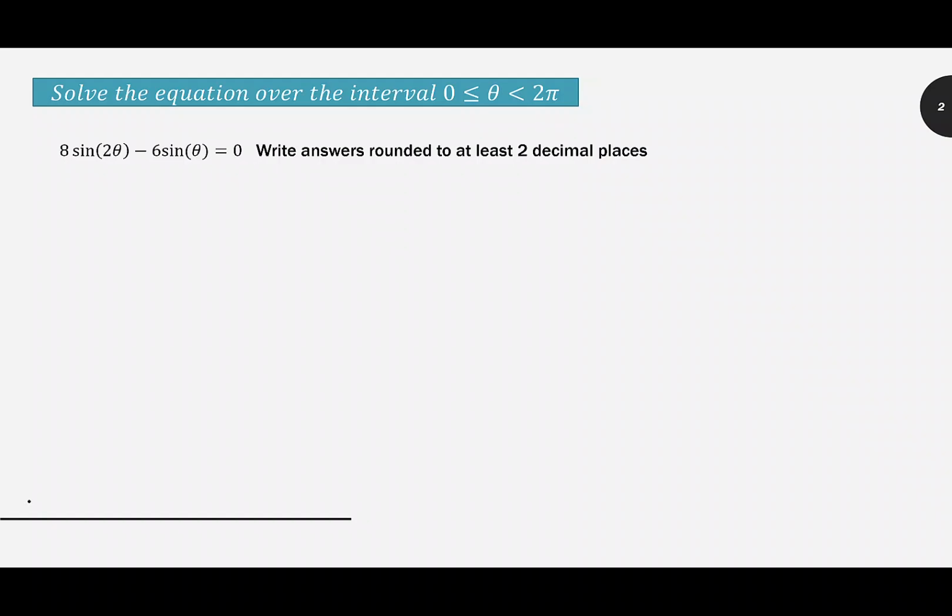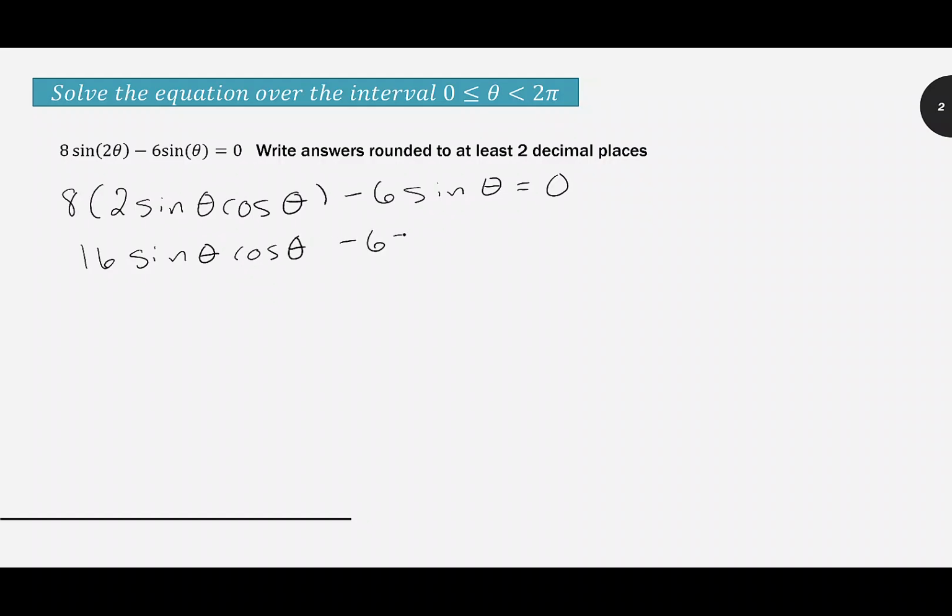We want to rewrite sine of 2 theta using our double angle formula. Instead of having 8 sine of 2 theta, I want to have 8 times 2 sine theta cosine theta. We keep our minus 6 sine theta, and we set it equal to 0. We can quickly multiply 8 times 2 to get 16 sine theta cosine theta minus 6 sine theta. Our approach to solving will be the same kind of approach we have when we do algebra. We look at our terms and we see what do they have in common.